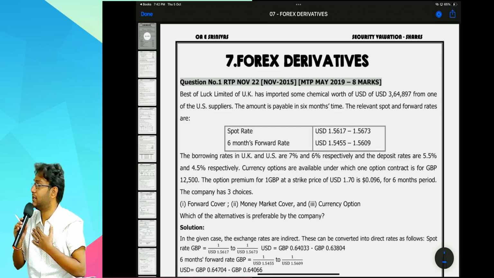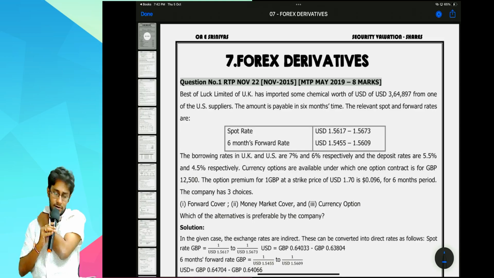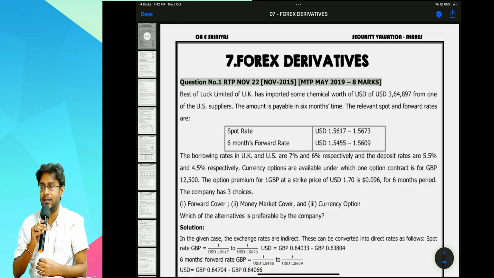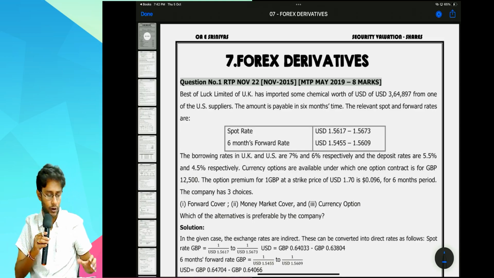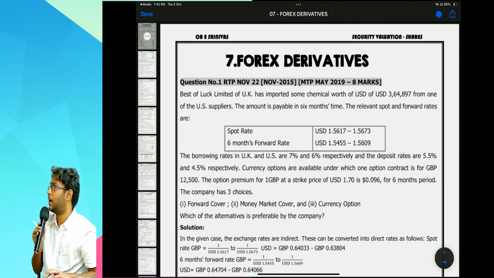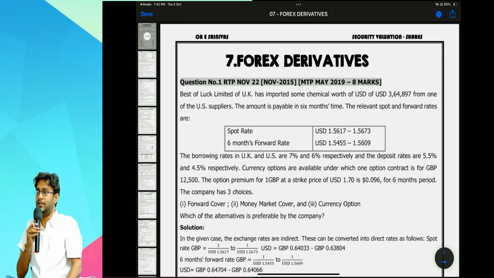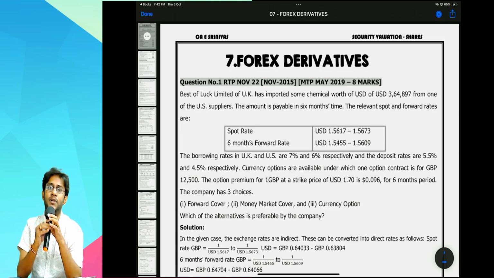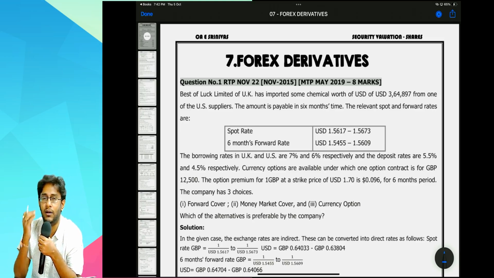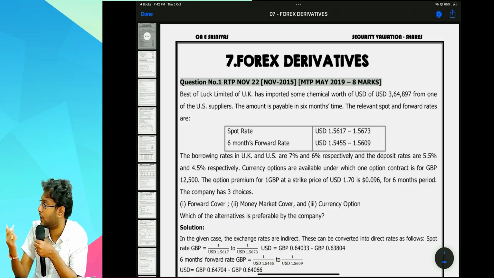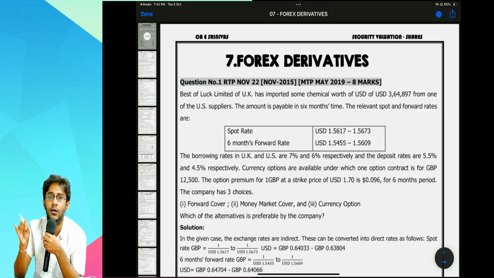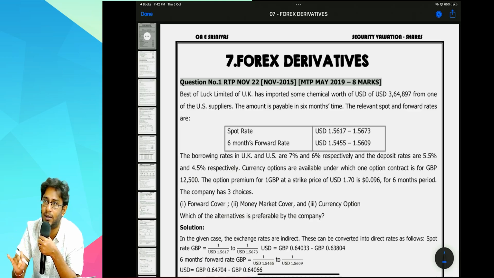So guys, after discussing the basics of derivatives, options and futures, we'll move on to forex derivatives. This is a mixture of your forex chapter and how derivative contracts, the options and futures, are used for hedging that. These concepts are in your study material. They are not there as a separate chapter like how we are dealing with them.